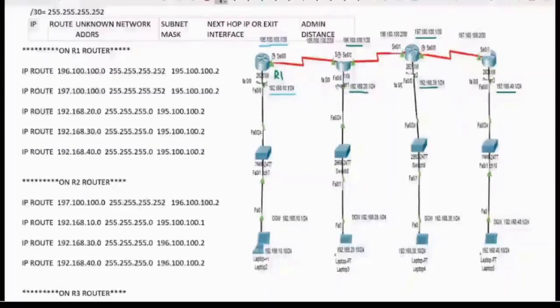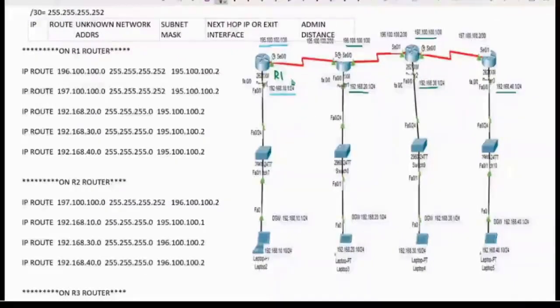For router R2, it differs. Again you need to calculate what are the known networks and what are the unknown networks. Directly connected networks you don't need to specify. Other networks you need to specify. Then only the router will know how to reach that network.